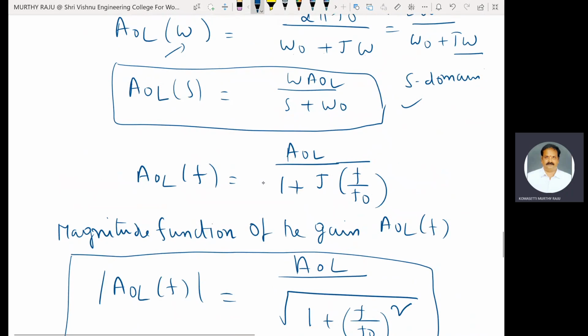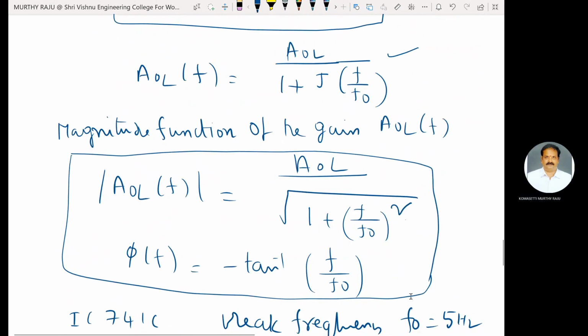AOL of f is equal to AOL by 1 plus j f by F naught. This is a complex quantity. The open loop gain of an op-amp as a function of frequency is a complex quantity. It has two functions, a magnitude function and a phase function. The magnitude function of the gain, mod AOL of f, is equal to mod AOL by the square root of 1 squared plus f by f naught whole squared.